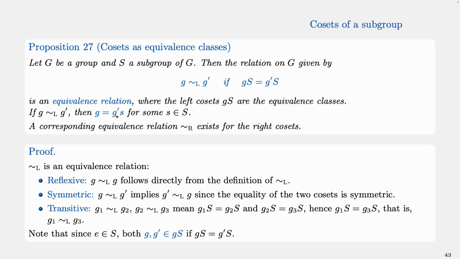And to prove the second claim, well, first we note that the neutral element is contained in the subgroup S. So both G and G prime are contained in GS if they have the same coset. And G is contained in G prime S, which is the same as GS. Then, of course, by definition of the coset G prime S, this means G is equal to G prime times s for some element little s in the subgroup S.